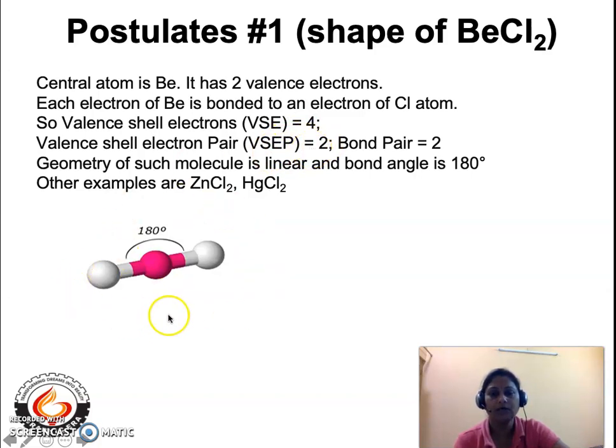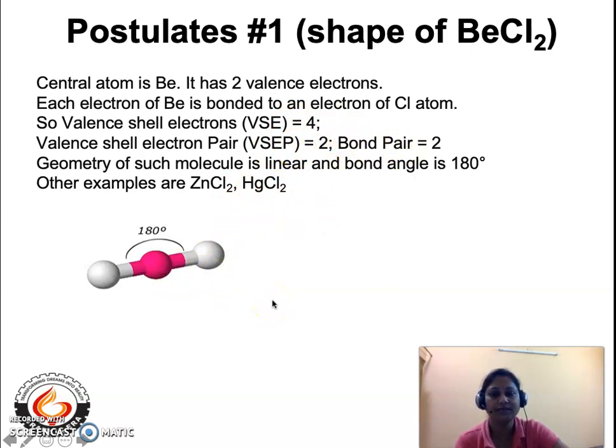Now we must know how many bond pairs there are, that means how many bonds are directly involved in bonding. So based on these figures, we can predict the shape of the covalent molecule.